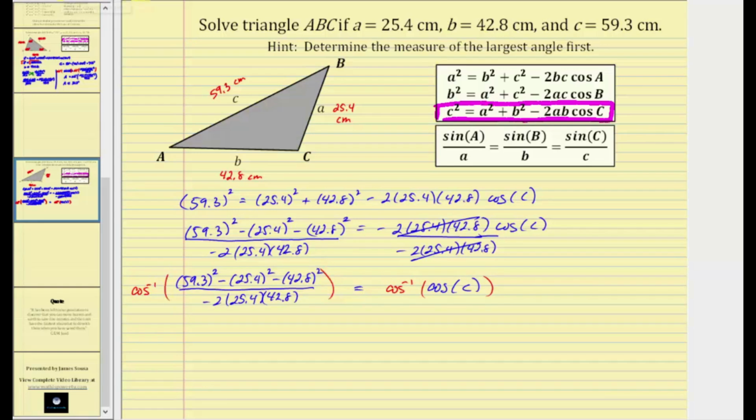Simplifying on the right side, we now have angle C. Angle C is equal to the inverse cosine of this quotient. And now we go to the calculator.